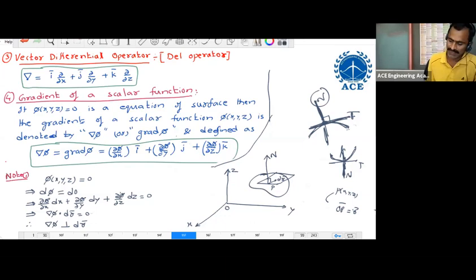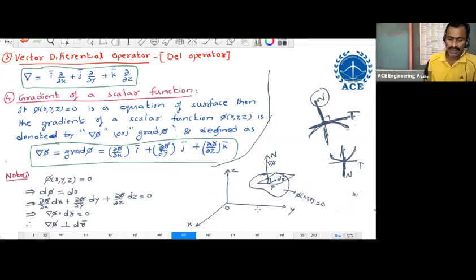But here, the equation of the surface is phi of x, y, z equal to 0 only. For this equation of the surface, already we have shown that del phi is perpendicular to dr bar. Here dr bar is along the tangent plane to the surface at point P only, right? And del phi is perpendicular to dr bar means this del phi lies along the normal to the surface only.